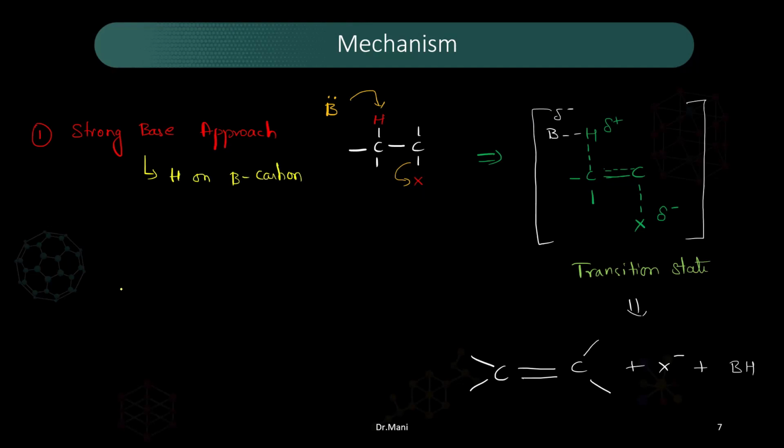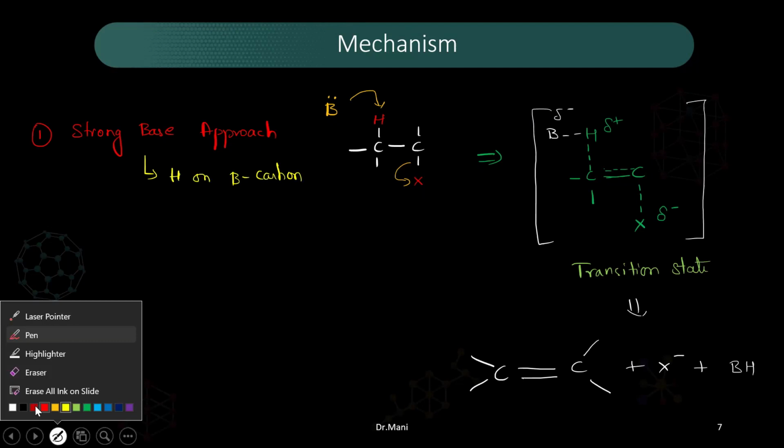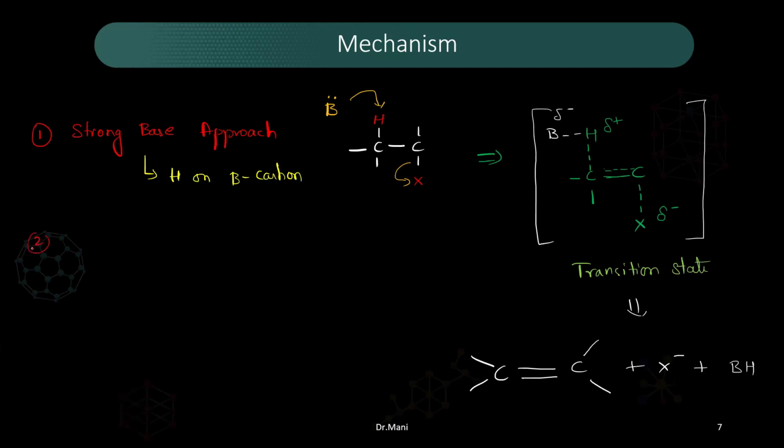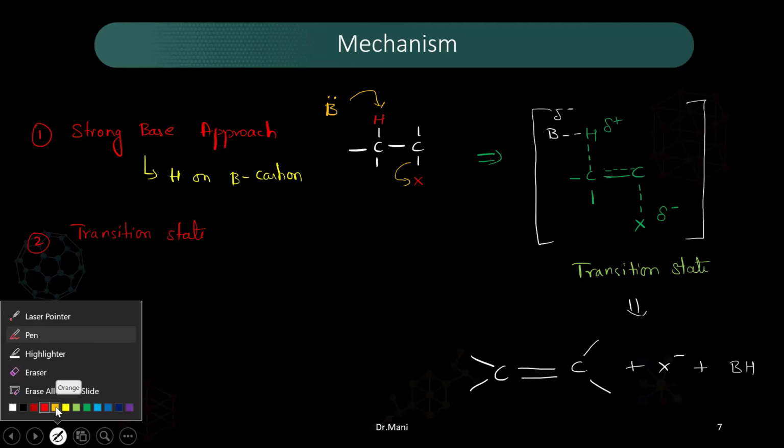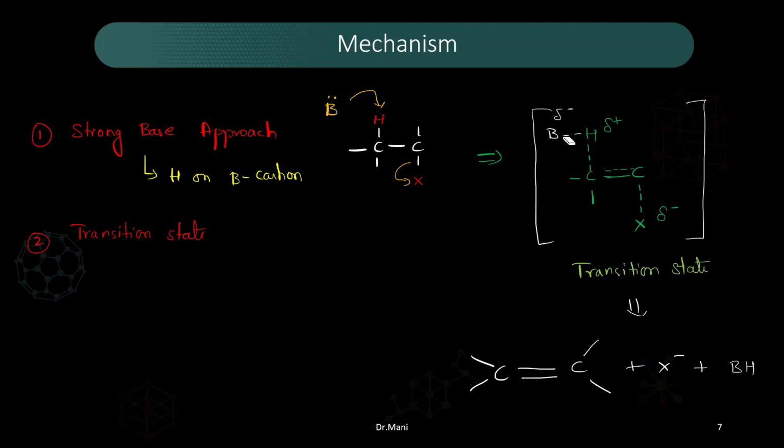Okay. So the second step is the transition state. So what happens in this transition state? What are the things we are seeing here? One is the base is making the bond with the hydrogen, and the hydrogen is breaking the bond with the carbon. Carbon is making a double bond with the carbon. Carbon is also breaking the bond with the halogen. So these are the four things we saw in the transition state.